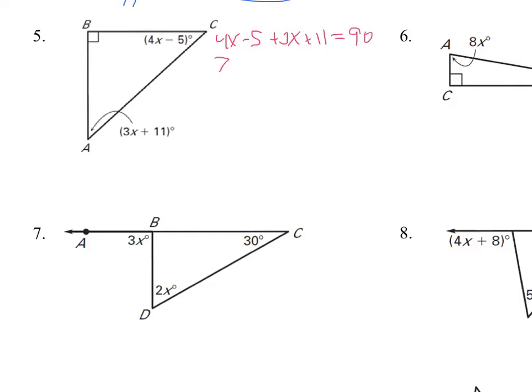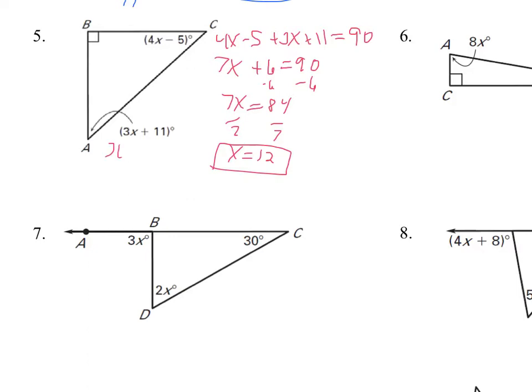So 4x and 3x makes 7x. Minus 5 and 11 makes 6. And we just solve that. Subtract 6, we get 84. Divide by 7. And that is 12. So 12 is our answer for x. And then we plug that in. So if I do 3 times 12 plus 11, 3 times 12 is 36. Plus 11 makes 47. So this angle is 47.